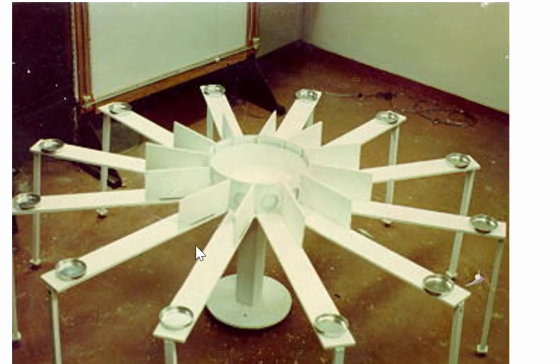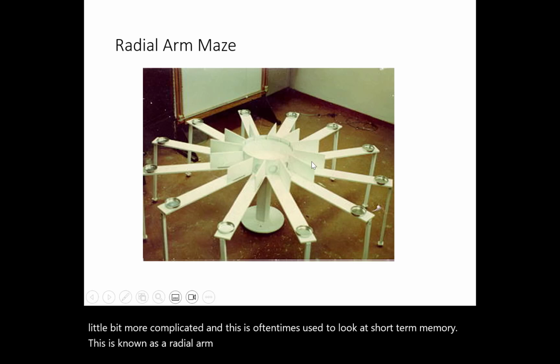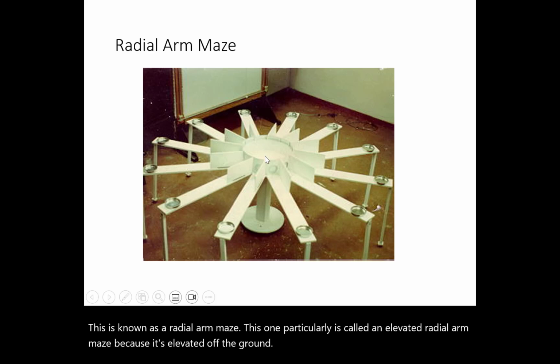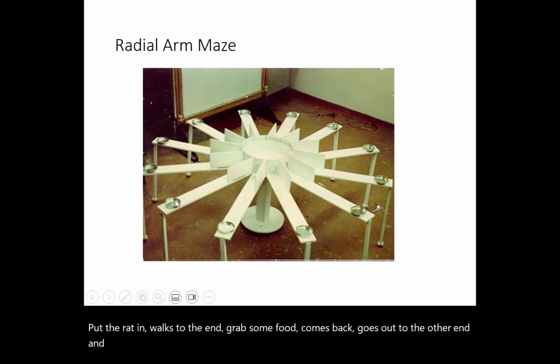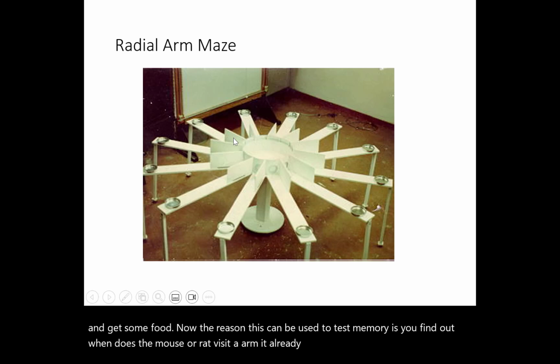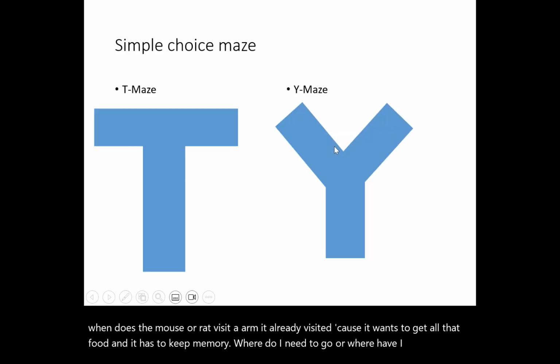Now, this is a little bit more complicated, and this is oftentimes used to look at short-term memory. This is known as a radial arm maze. This one particularly is called an elevated radial arm maze because it's elevated off the ground. Put the rat in, it walks to the end, grabs some food, comes back, goes out to the other end, and gets some food. Now, the reason this can be used to test memory is you find out when the mouse or rat visits an arm it already visited, because it wants to get all that food and it has to keep in memory where it needs to go or where it has been.